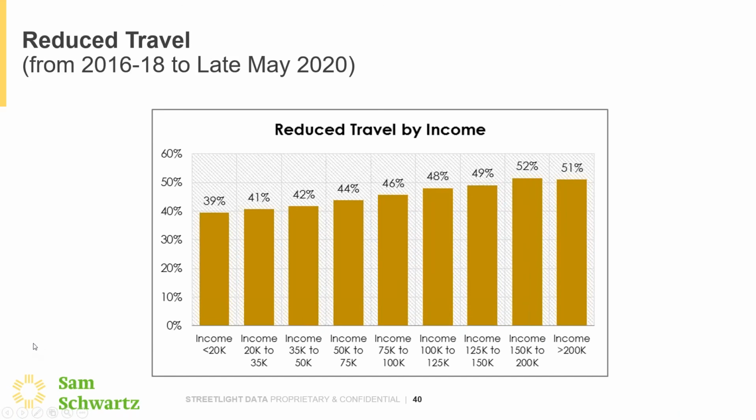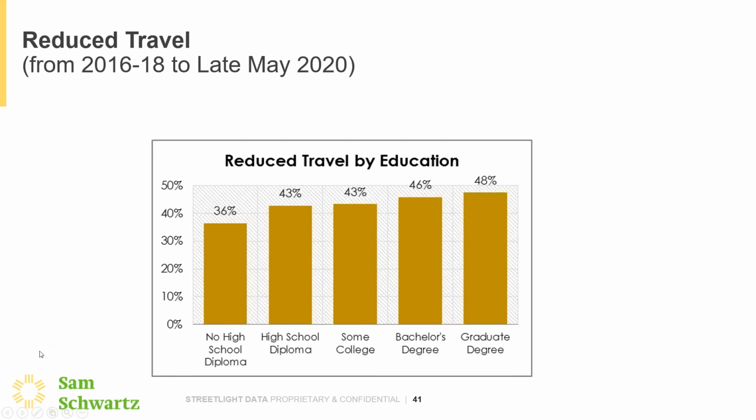And then finally, we just have a couple of the graphs that demonstrate those trends that we saw. So this is the trend by income of how much people are reducing their travel. Higher income populations are reducing their travel more. The same trend by education. We see that people without a high school diploma have not been able to reduce their travel nearly as much as people who have higher educations.